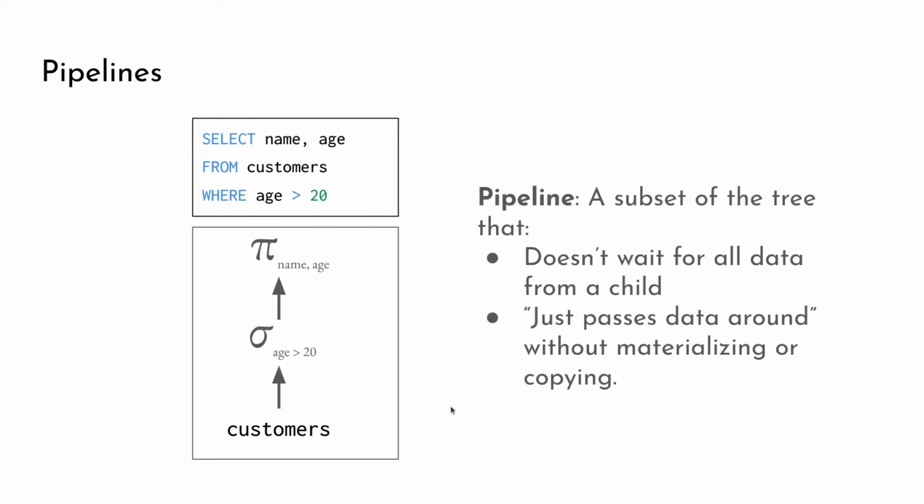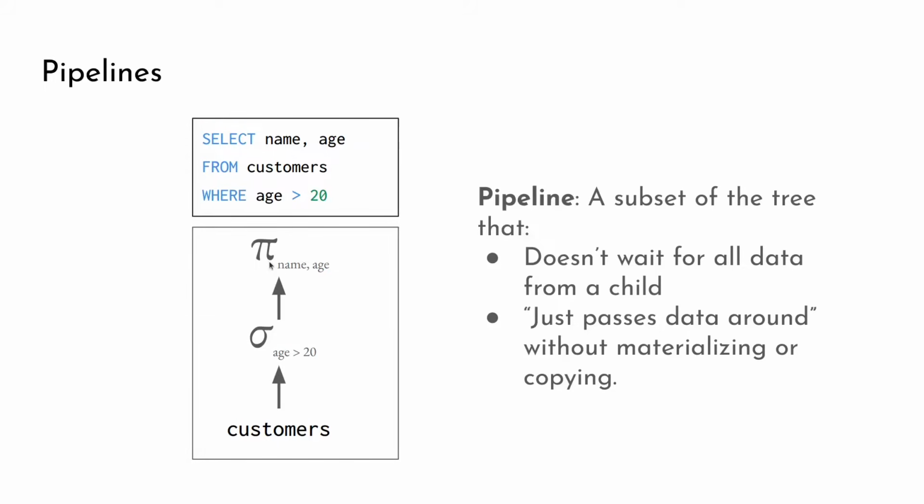Now there's this term, it's called a pipeline. Well, this term is actually used a lot in the literature. And to be honest, I'm not exactly sure that there's any kind of agreement on what exactly a pipeline is. So here's what a pipeline is for this presentation. A pipeline is a subset of the tree that doesn't wait for all data from a child, and so essentially just passes data around without materializing or copying. So, before we go to the join, here's what I mean.